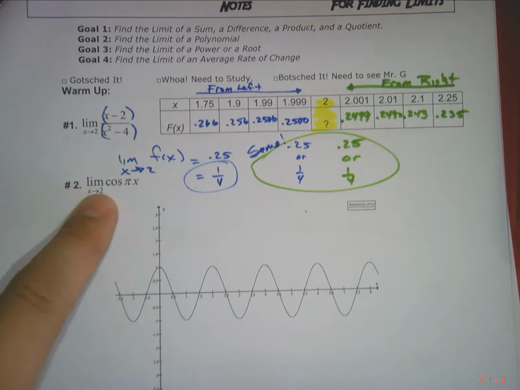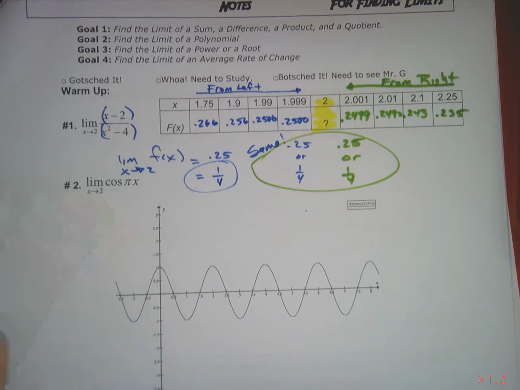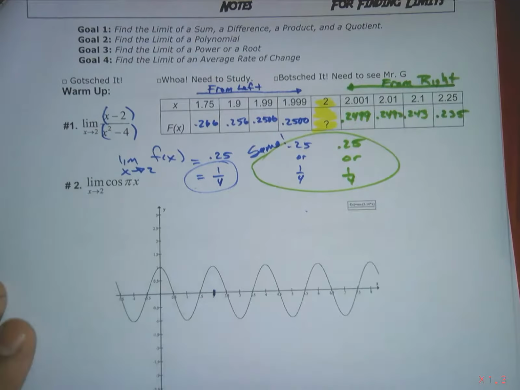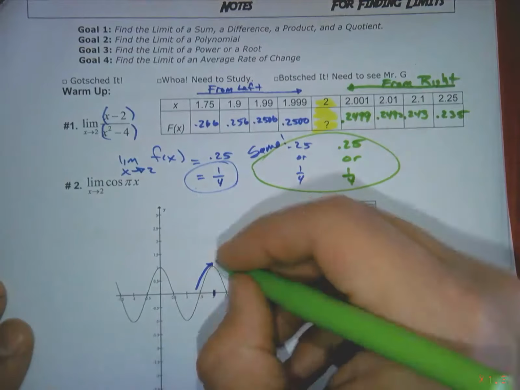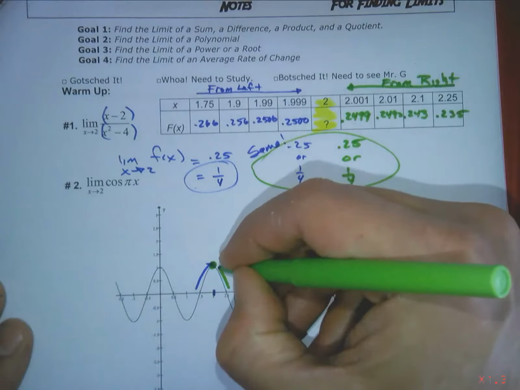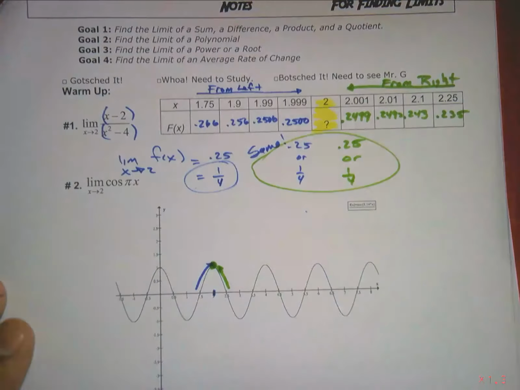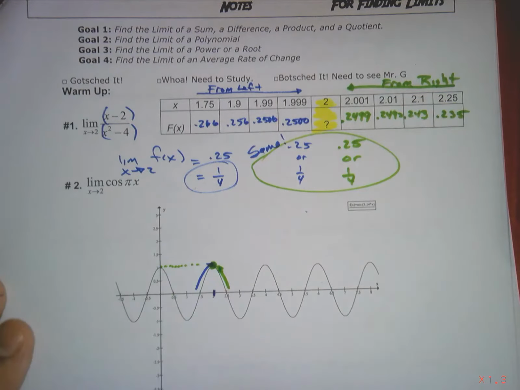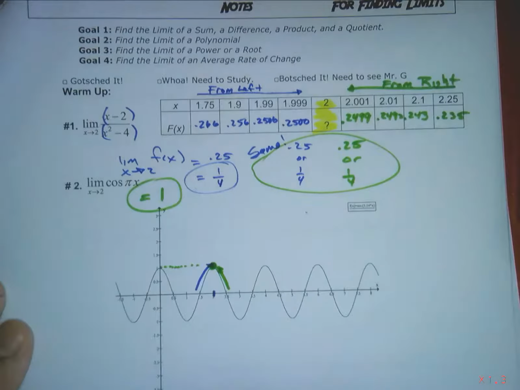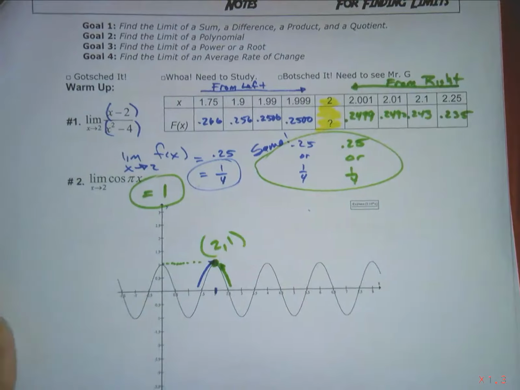This time I've got the limit of this function, cosine of pi x, as x approaches 2. As I take a look at my graph, here's 2. From the left side, it's approaching this point, and from the right side, it's approaching this point. Well, it's approaching the same point, isn't it? And what's the intended height? What's my y value? 1. This is the coordinate point (2, 1). It's getting closer and closer to 1 as we approach from the left and from the right.